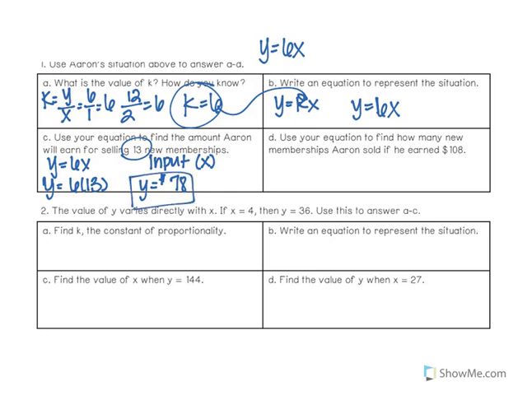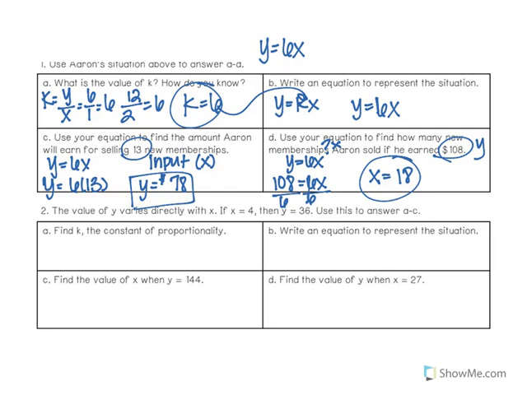You're then going to use the equation again, y equals 6x, to find how many new memberships. So we're searching for the x in this case. Aaron sold if he earned $108, which is our y. So I would plug in 108 is equal to 6x, divide by 6, divide by 6, and x is equal to 18. This is where knowing which variable goes with which number is very important.